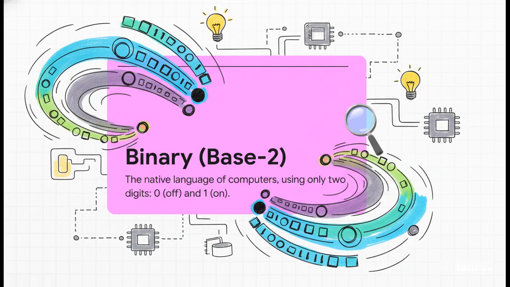Now for the language that machines actually speak, binary, or base 2. And as the name implies, it only uses 2 digits, 0 and 1. Think of it like a light switch. 0 is off and 1 is on. Every single thing on your computer, every photo, every song, every line of code, is at its most fundamental level just an incredibly long string of these 1s and 0s.